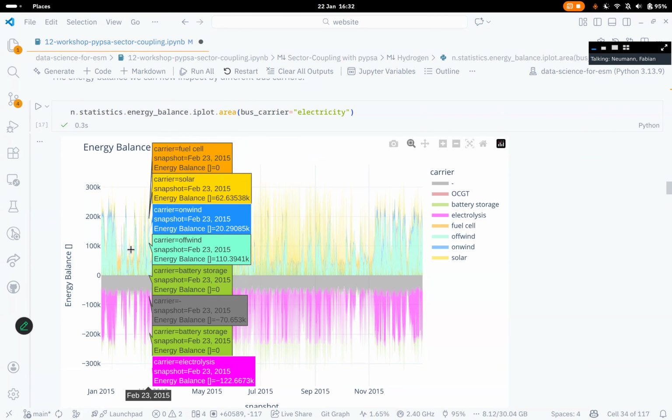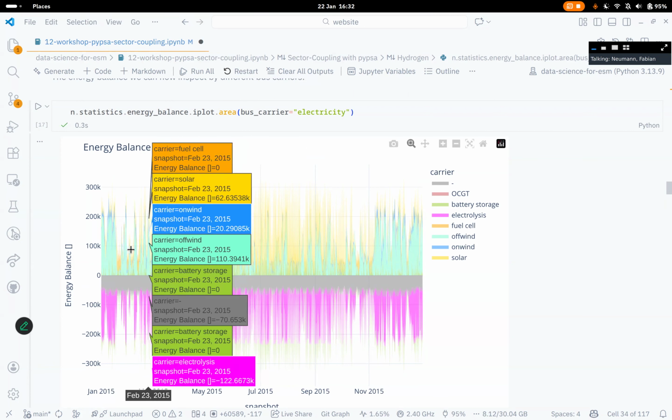But now that we have a different carrier as a bus, we can also look at the same chart from a different angle, like we did last week. We can look at it from the hydrogen side and see how the production of hydrogen is aligned with the consumption of hydrogen.